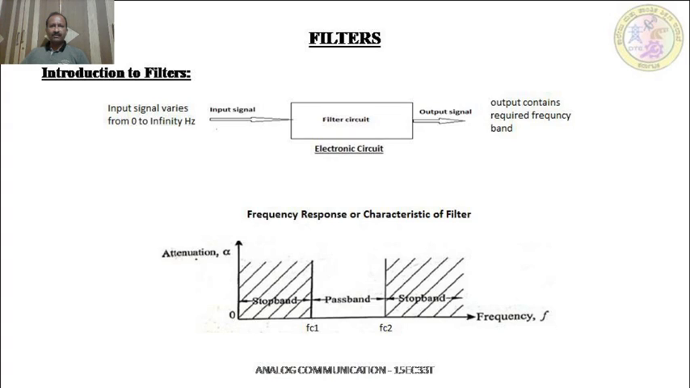The electronic filter allows required frequencies only. Other frequency components are stopped at the input side. That is indicated here. The output contains the required frequency band. That electronic circuit you are going to call a filter. Here, for one such type of filter, the frequency response is plotted. The frequency response means, you can take any electronic circuit.